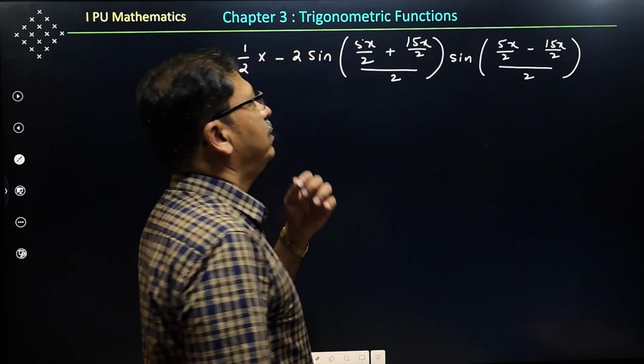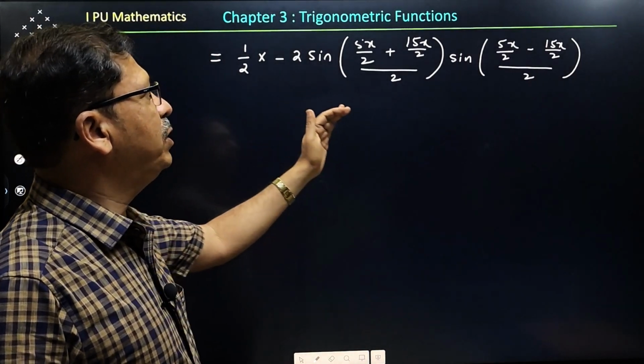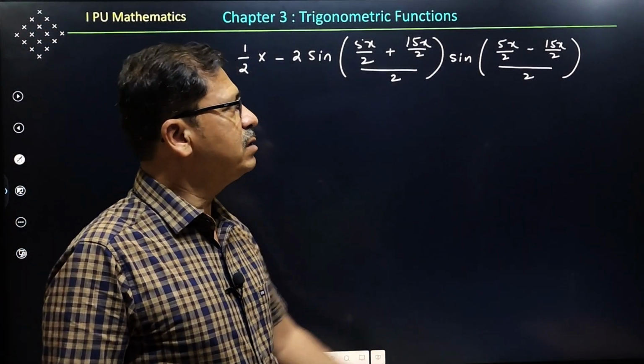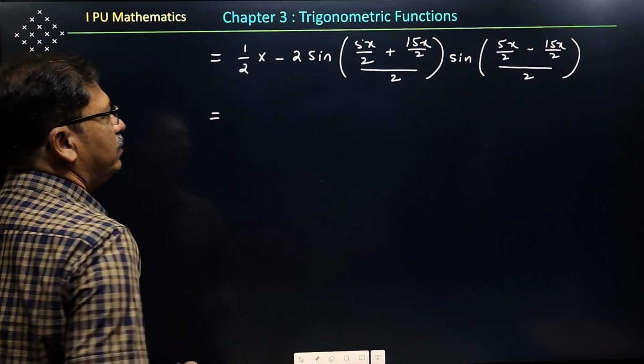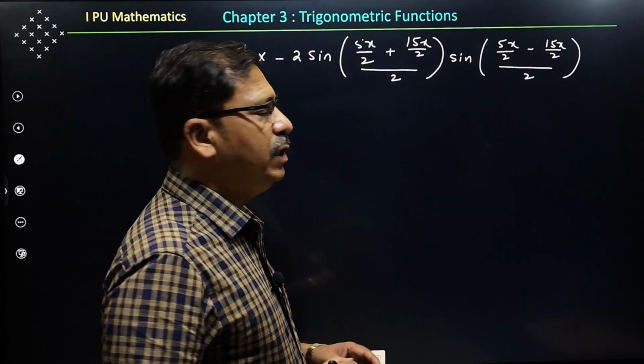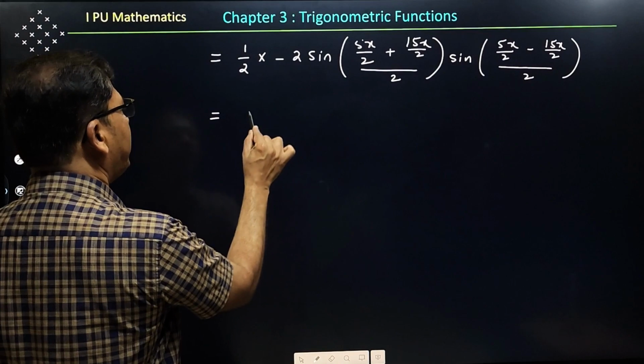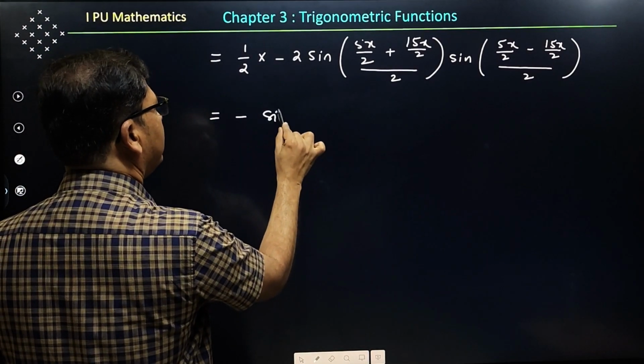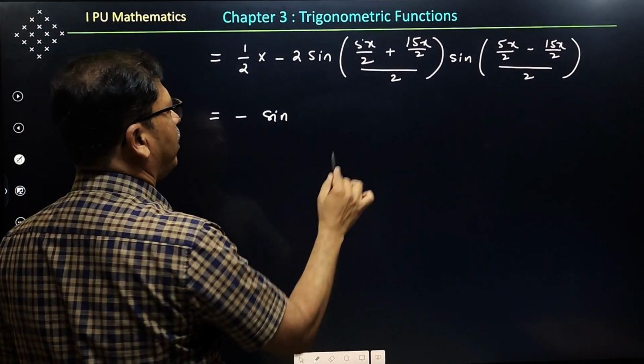Okay. This is minus 2 sine of (c plus d) divided by 2 into sine of (c minus d) divided by 2. Further, we need to simplify this. 2 and 2 cancel, minus as it is. Then sine of... what happens, you see here.